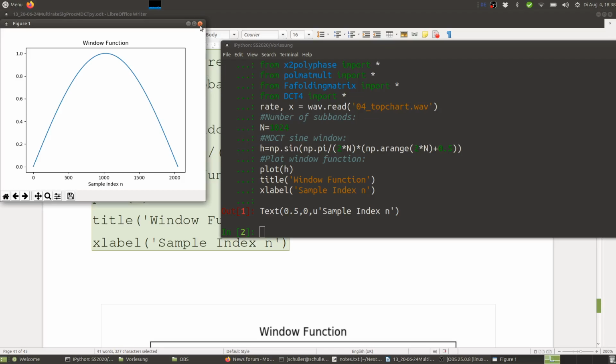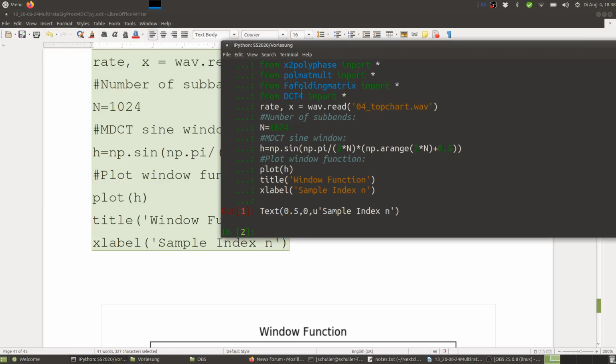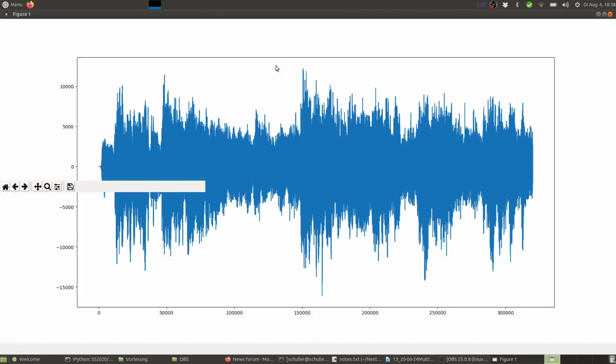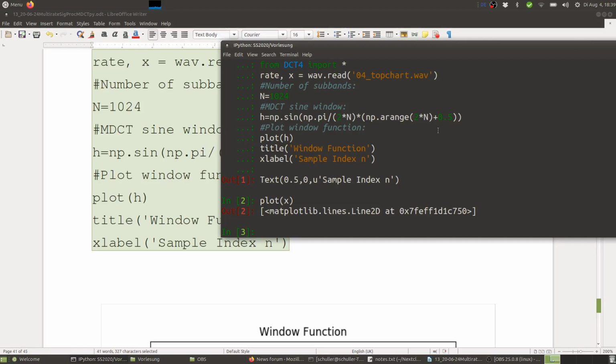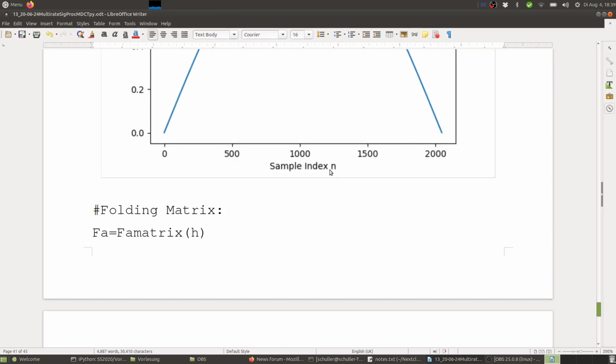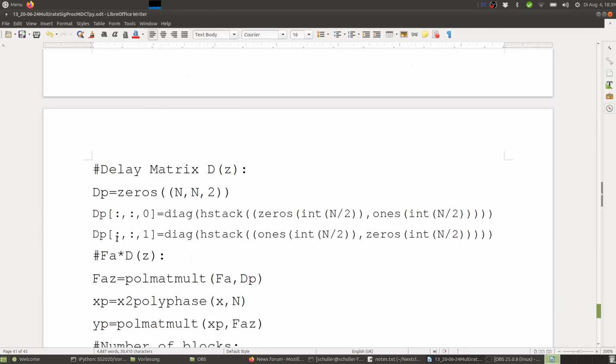Restarting IPython Pylab seems to have helped. So plot of x. Yeah, now it also works. Funny. See, that can happen, and then it helps to just restart Python. So this is our signal that you just heard. And here you have our sine window, the sine prototype function, and now we are constructing our folding matrix and the delay matrix.